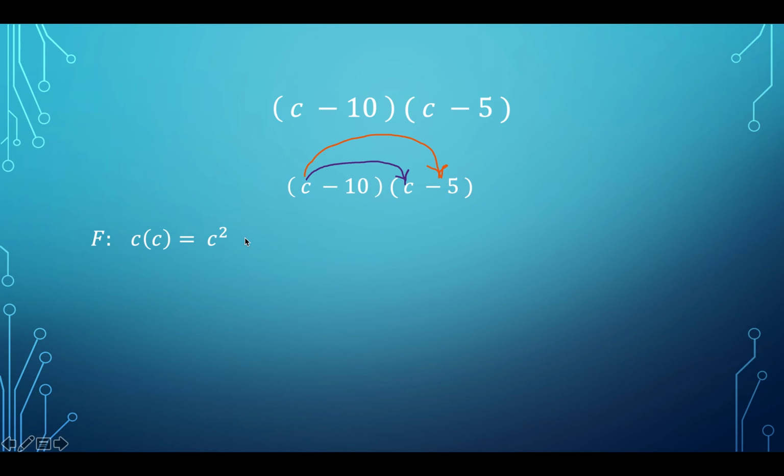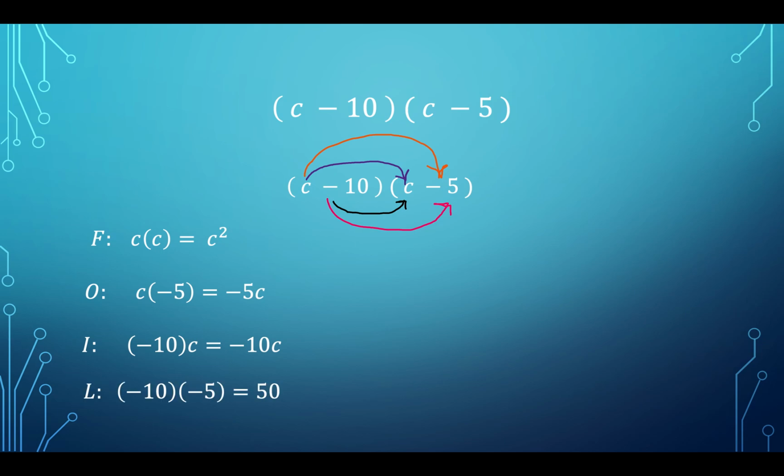Next comes O, so we do C times minus 5, and we get negative 5C. Then we have to deal with our inner, so we have negative 10 times C, which is equal to negative 10C. And last, we do negative 10 times negative 5. Negative 10 times negative 5 gives us 50, and it's positive 50 because these two negatives cancel each other out.